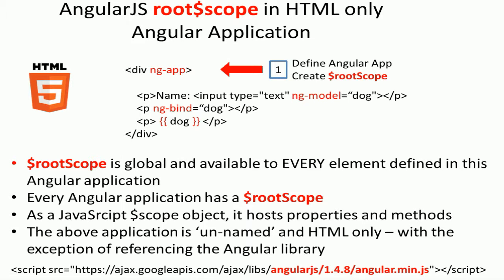rootScope is a global object and is available to every element defined within the Angular application. Every Angular application has a rootScope. Just like any other JavaScript object, rootScope hosts properties and methods. Since the ng-app directive, which is added to the div element as an attribute, does not have an associated value, nor do we create a named Angular application module, our mini application here can be considered an unnamed Angular application.